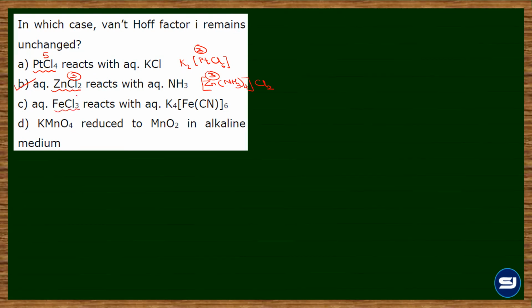Next one, if you observe, there are 4 particles in FeCl3 changing to 5. The KMnO4 reduced to MnO2. KMnO4 would break down to give you K plus MnO4 minus, so 2 particles, and MnO2 in alkaline medium. This is actually a covalent compound, doesn't break down. So can't apply the Van't Hoff factor. So you have to anyways consider this to be 1 particle. So 2 to 1, it is changing.